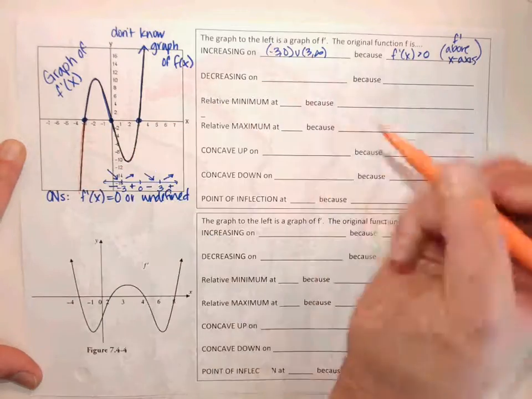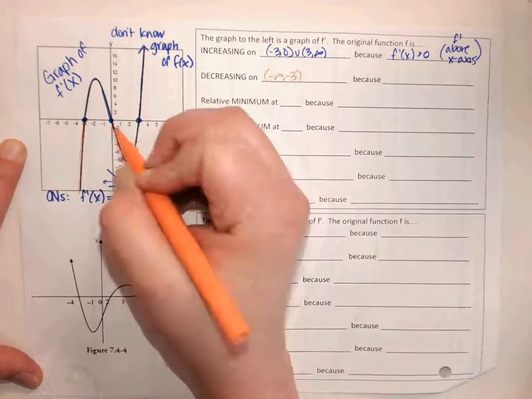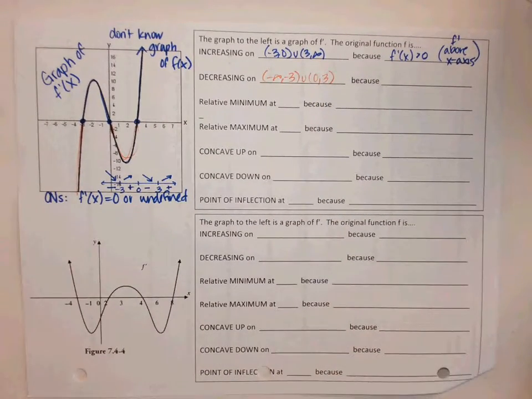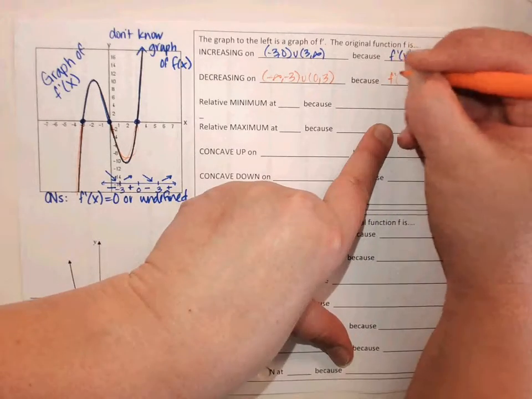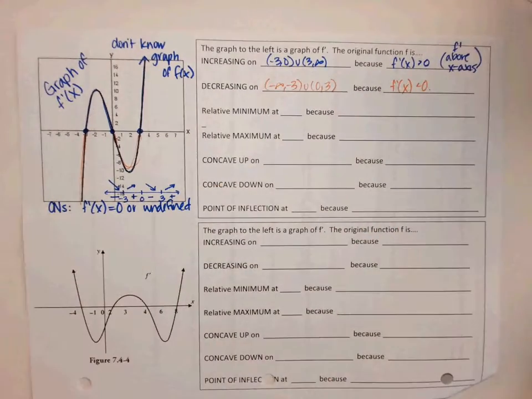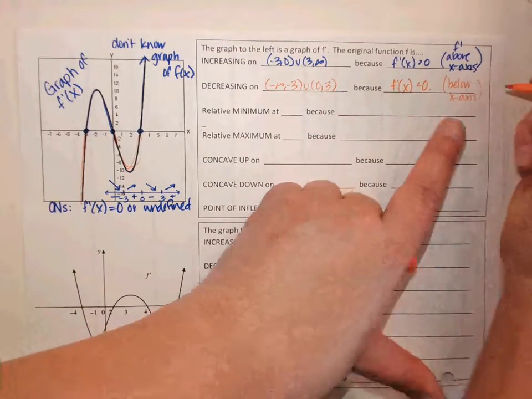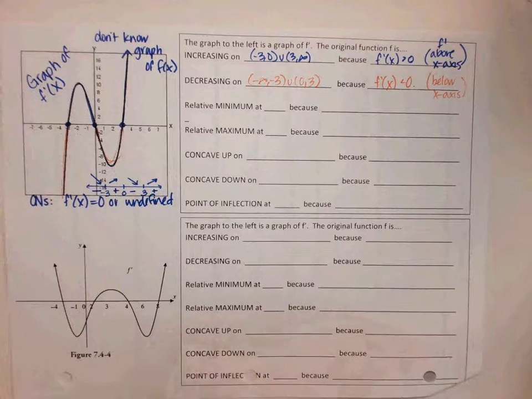Now, for the opposite of that, I want decreasing. Where is my graph below the x-axis? Or look at your first derivative test. Okay, very good. From negative infinity to negative 3. And then 0 to 3. Okay, then I would put because. Perfect. And then if you want to put behind that in parentheses, it's below the x-axis. Make sense?